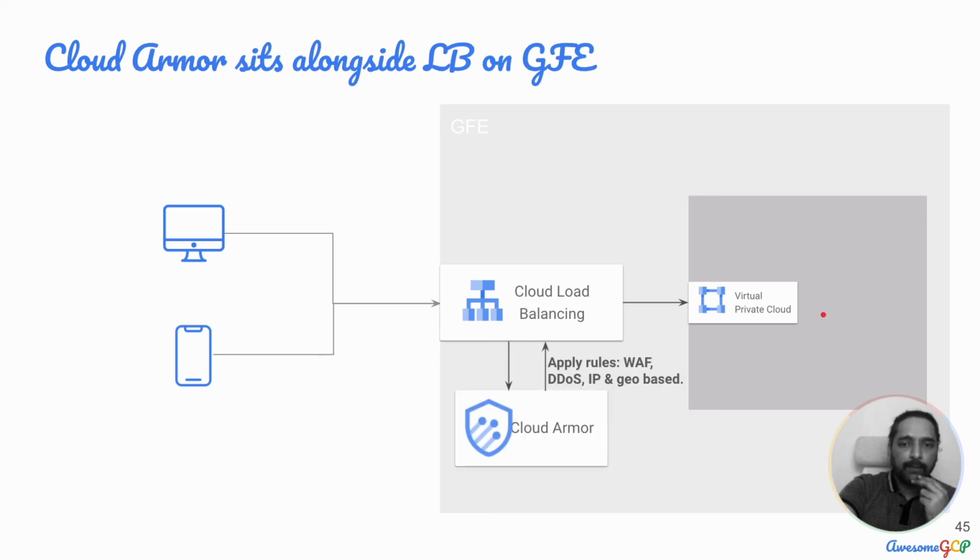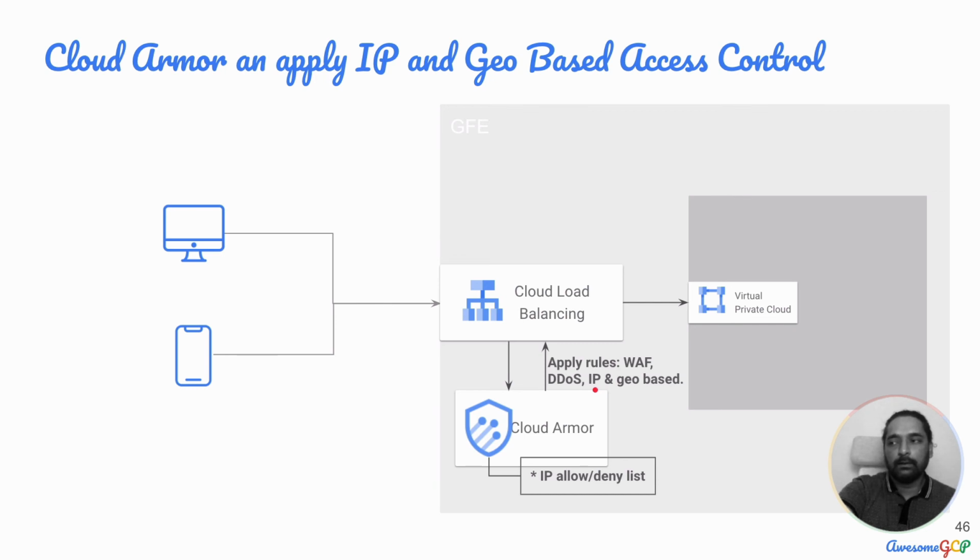What is additionally available within the Google front end itself is this product called Cloud Armor, which is able to work alongside cloud load balancing, the load balancer, and it can apply various rules, like web application firewalls, to control traffic that looks like DDoS traffic. It can also control traffic based on IP lists and also geo-based. Depending on what the IP is and depending on the geography, the location where the user or the data is coming in, it is able to apply rules and either deny or grant access to the later part of this network, right?